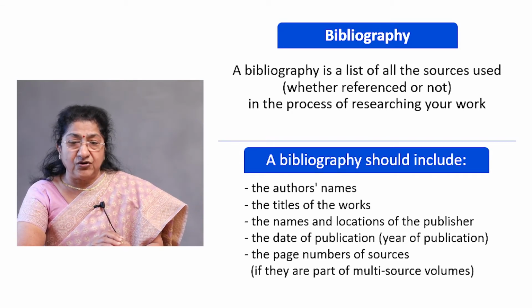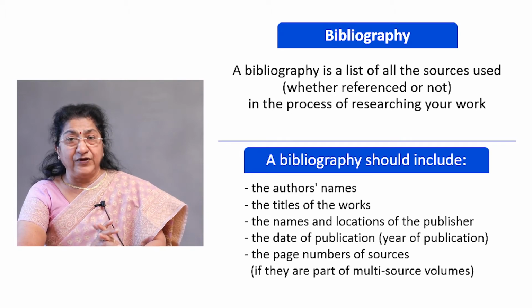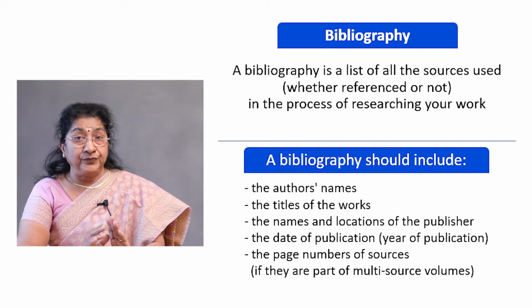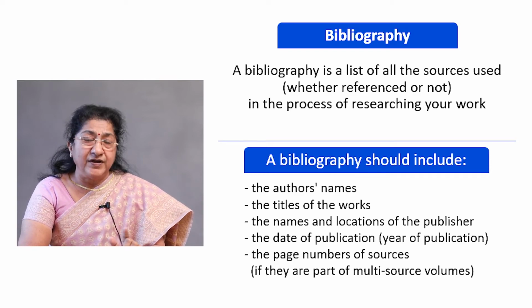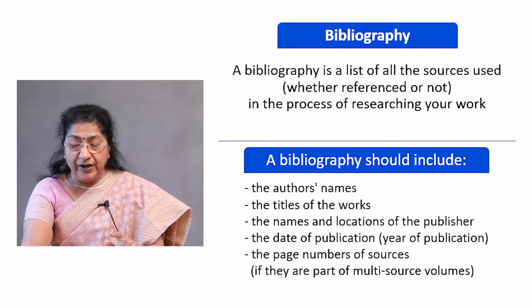A bibliography is a list of all the sources used for your research work. When you prepare the bibliography, that time give the author's name, title of the work, name of the location of the publisher, the date of publication along with year, and the page number of sources, so that if anybody is interested to check it, he can check, or if anyone has the doubt that your interpretation is wrong or you have not studied this book or magazine, then he can verify. So, in bibliography, these things you have to highlight.